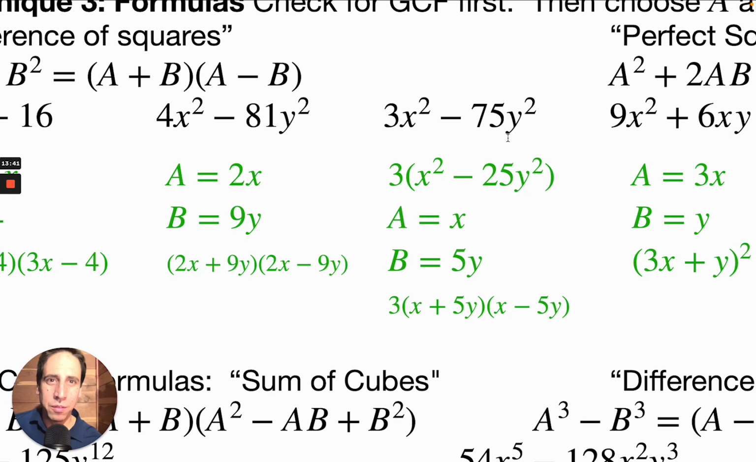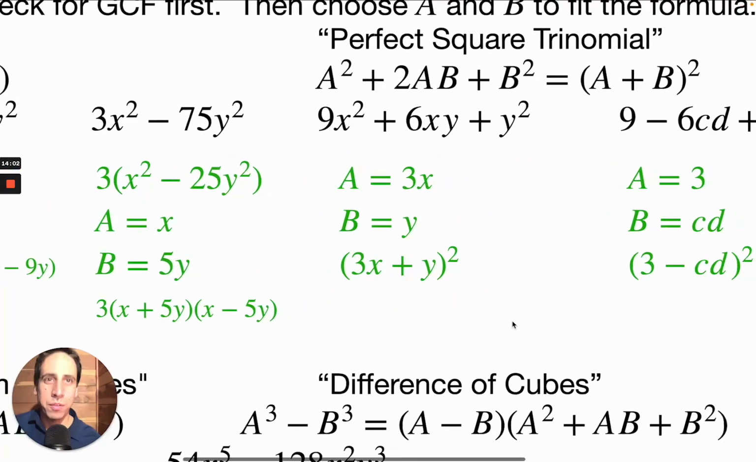So let's factor out a 3 from both of these terms like this. And then a value is x, b value is 5y, because 5y times itself is 25y squared. There's subtraction there. We got a difference of squares. So we can write 3 times x plus 5y and x minus 5y. These are 3 different factors, 3 things being multiplied.